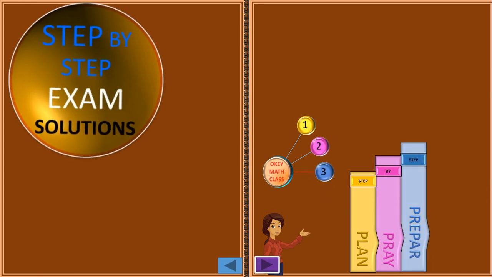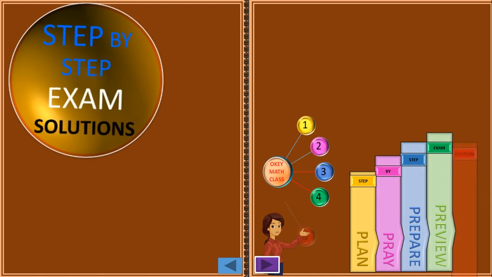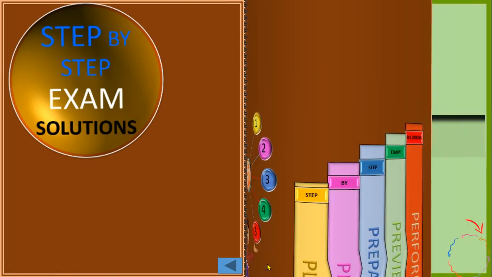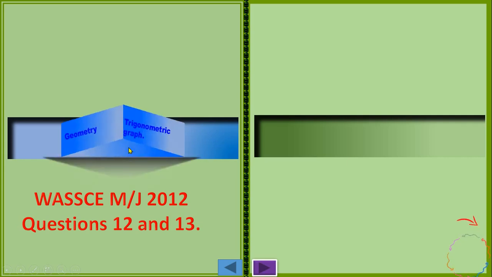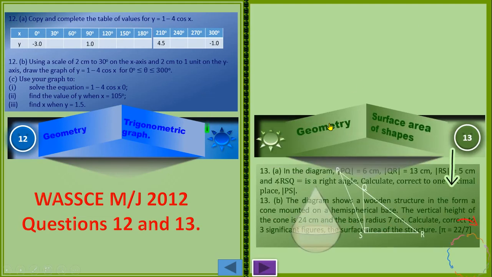Step number 1, plan. Number 2, pray. Number 3, prepare. Number 4, preview. Number 5, perform. In this presentation, we are going to solve May-June WASSCE 2012 questions number 12 and 13. Question number 12 is on geometry, trigonometric graph. Question number 13 is also on geometry, surface area of shapes.